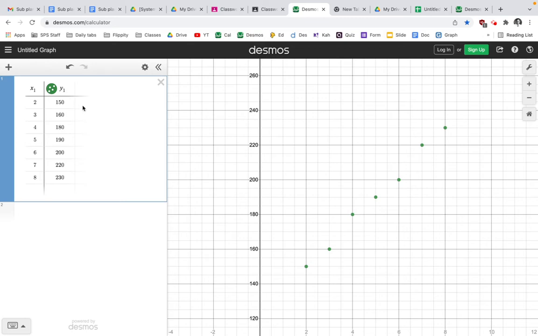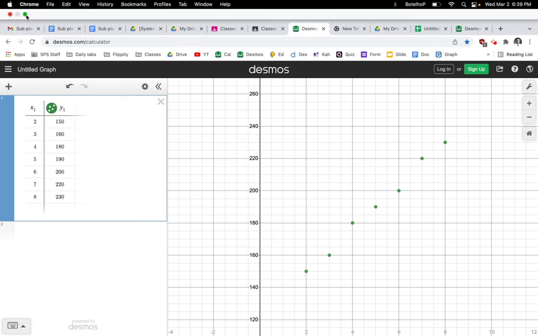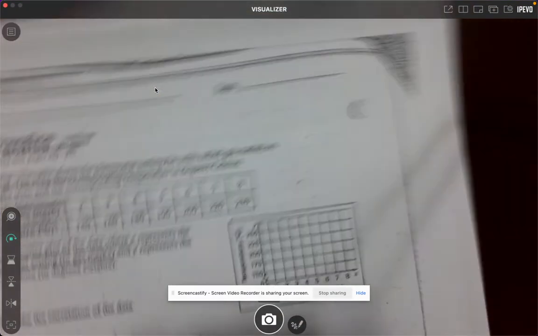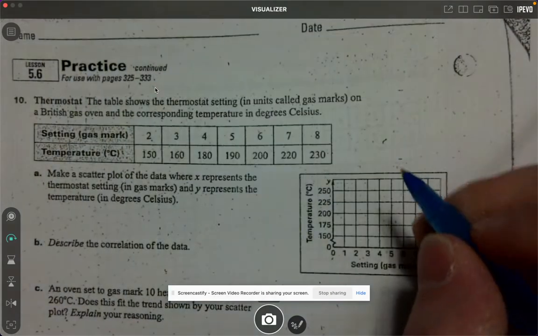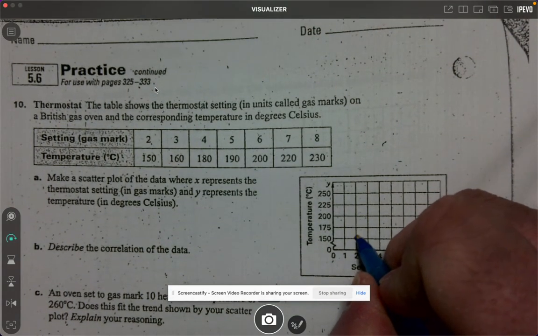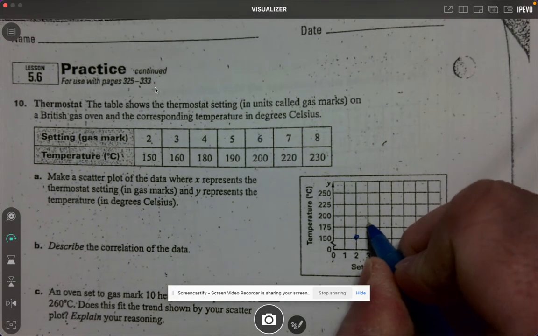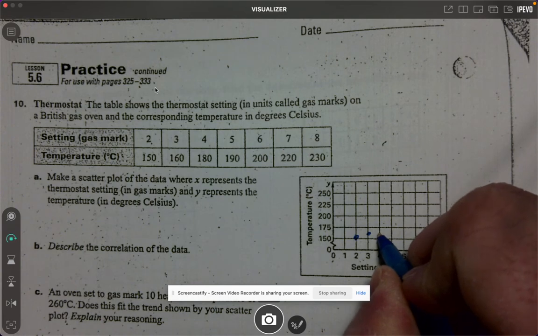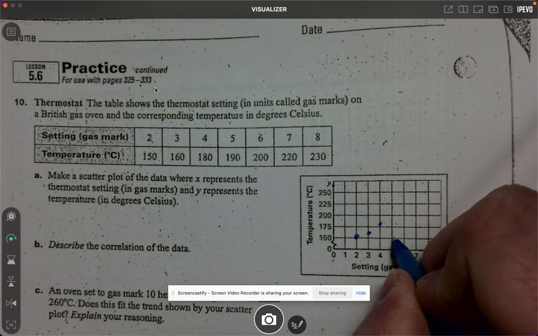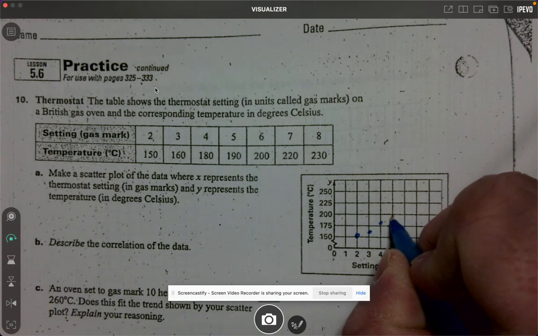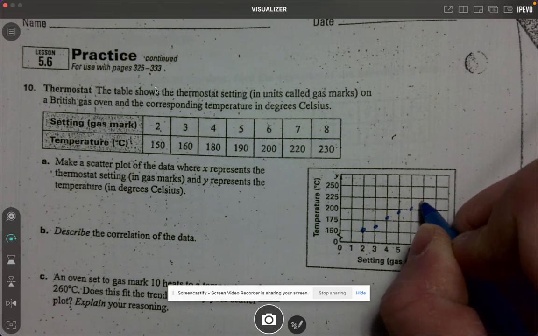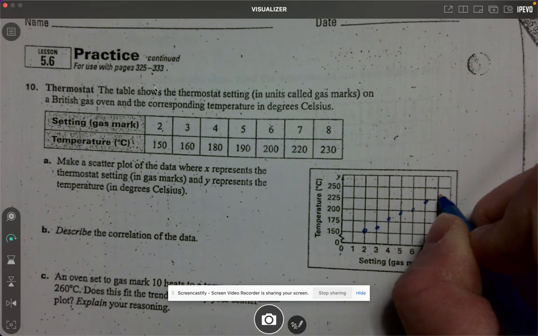Now if we go back to the page, I guess we should technically put them on paper, right? This is taking a little bit longer than I expected, but hey, it gives everybody some extra practice. So here we go. 2, 150, 3, 160, maybe right there. You've got to estimate now. 4, 180, a little bit over that. 5, 190, a little bit below 200. 6, 200. 7, 220. And 8, 230.